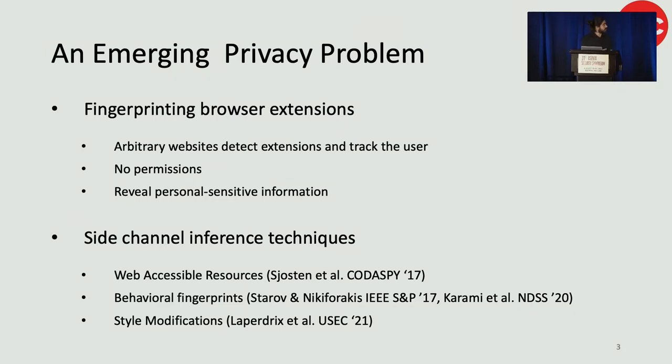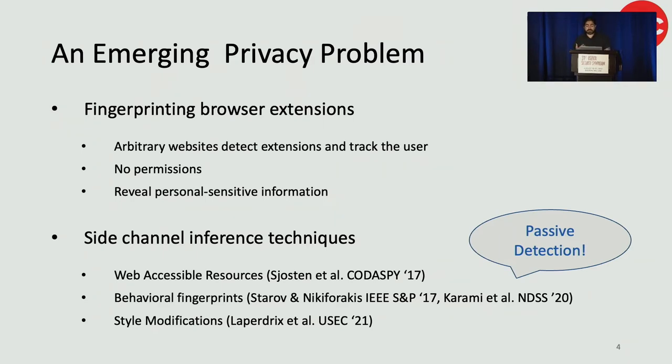Prior research in this area revealed and proposed multiple side-channel inference attacks that can be applied to fingerprint extensions. The first and the most simple attack includes the web accessible resources, where an attacker probes the website to look for specific extension-related resources. An attacker can also infer the presence or absence of extensions by identifying the side-channel effects of their execution, such as the modifications that they introduced on the page, or the style modifications.